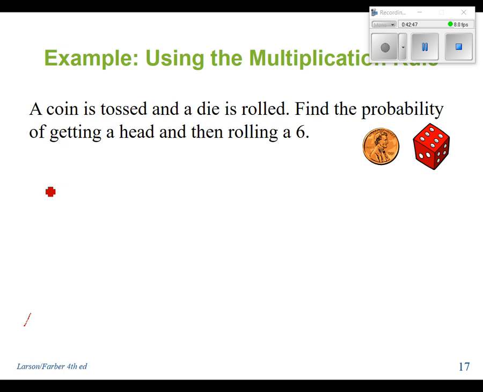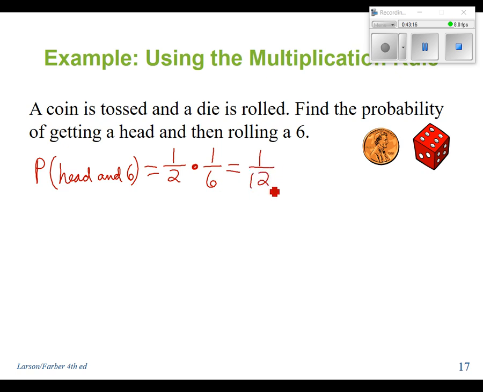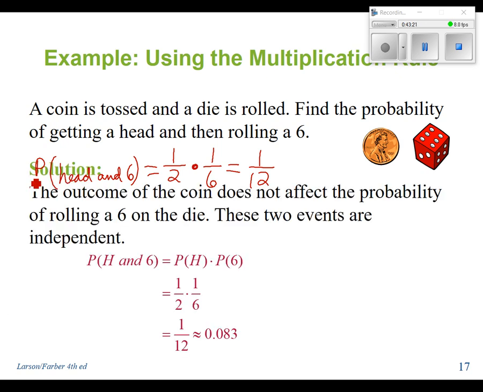The coin is tossed and a die is rolled. Find the probability of getting a head and then rolling a 6. So probability of head and a 6. First, what's the probability of getting a head? 1/2. Times, what's the probability of getting a 6? 1/6. Do they affect each other? So they're independent of each other. Probability of getting a head and a 6, 1 out of 12, or about 8% of the time.